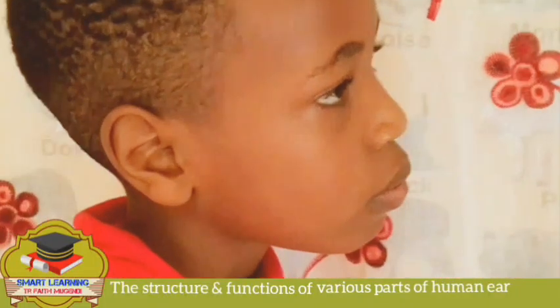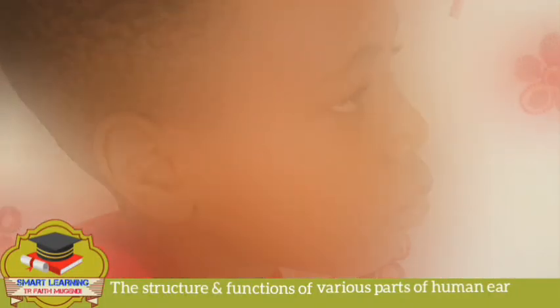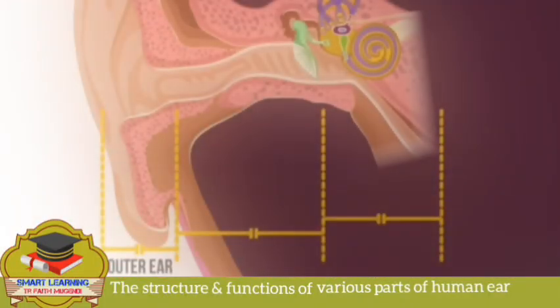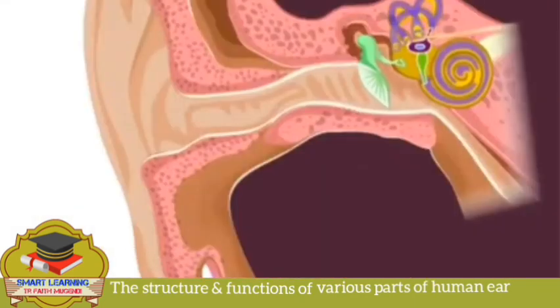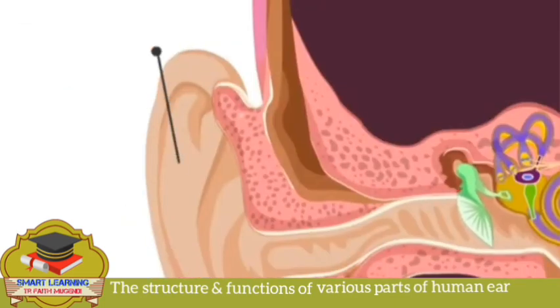The structure of the ear consists of three parts: an outer, middle, and inner ear. The outer ear consists of the pinna and external auditory meatus.